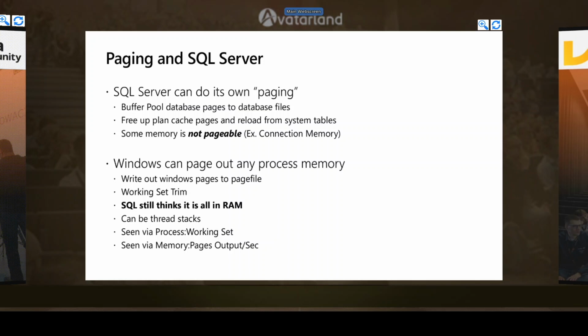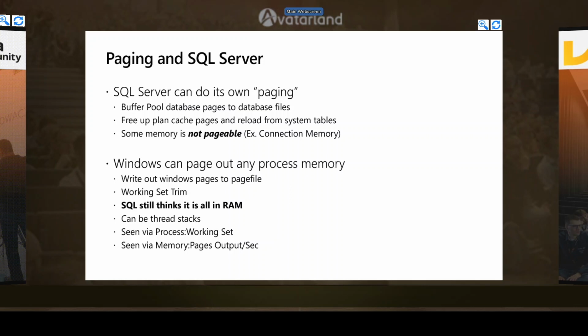And look at that fourth point. It could be the thread stacks for SQL Server that could get trimmed. That is a severe problem because SQL thinks it's all in memory, and the symptoms to you are not within the SQL DMVs or processes. It doesn't know that it has been written out to disk because it's not a SQL paging operation. It's a Windows paging operation. And how would you normally see this? You would see things like process working set or memory pages out per second.